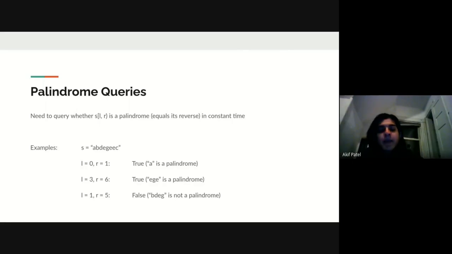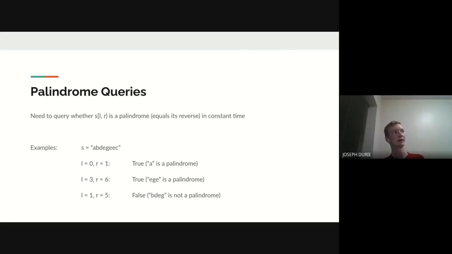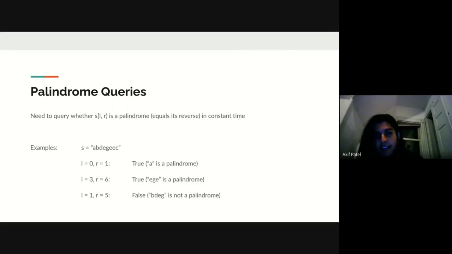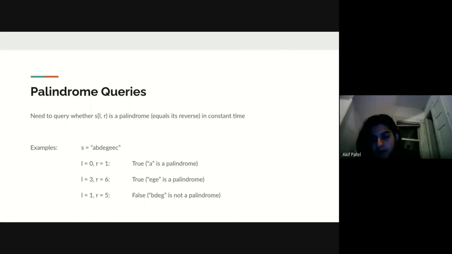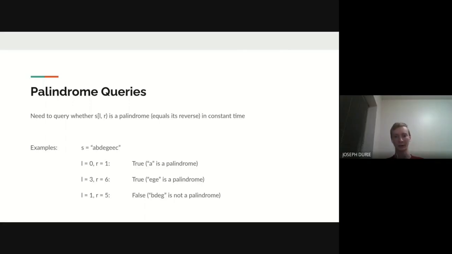And again, please don't think about the hashes as anything but a black box. Don't try to invert it or anything weird like that. So that's what we want to do. But the problem is, with the hashes we have right now, we can only compute the hashes of substrings with L less than R. So how do we deal with backward substrings?